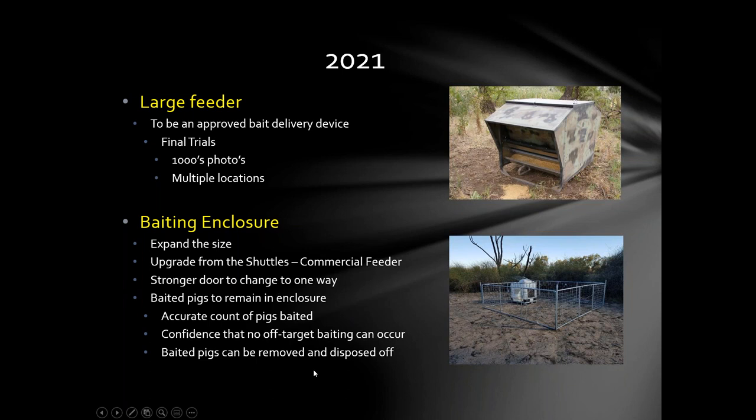And then these baiting enclosures, we want to expand the size, obviously upgrade from the shuttles, only because it doesn't look that flash, even though it works fine, but just put a commercial feeder in there. We need a stronger door so that we can have the pigs entering and exiting, but when we bait, we don't want them to get out. We want to do it like a trap, so then we can get an accurate number of the pigs that we've baited. We don't have to worry about secondary poisoning, and then those pigs can be disposed of. So that's my main project for 2021, and then we'll see what happens. So that's it for me. Back to you, Grant.